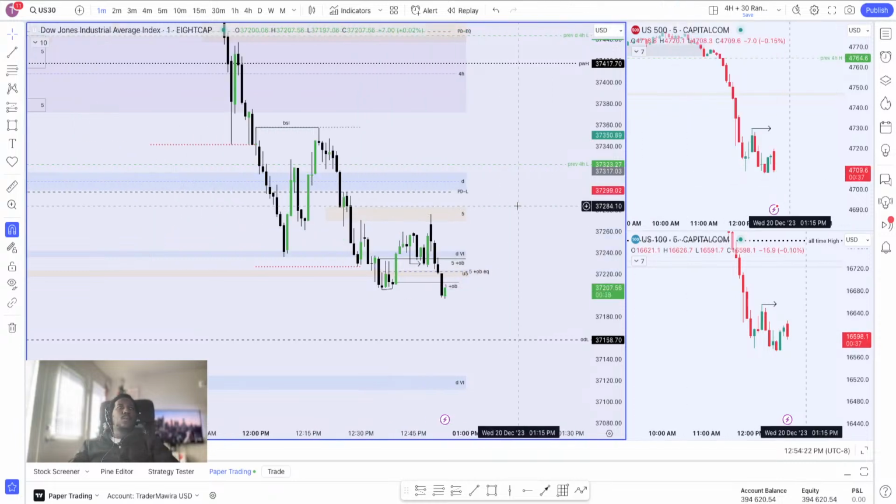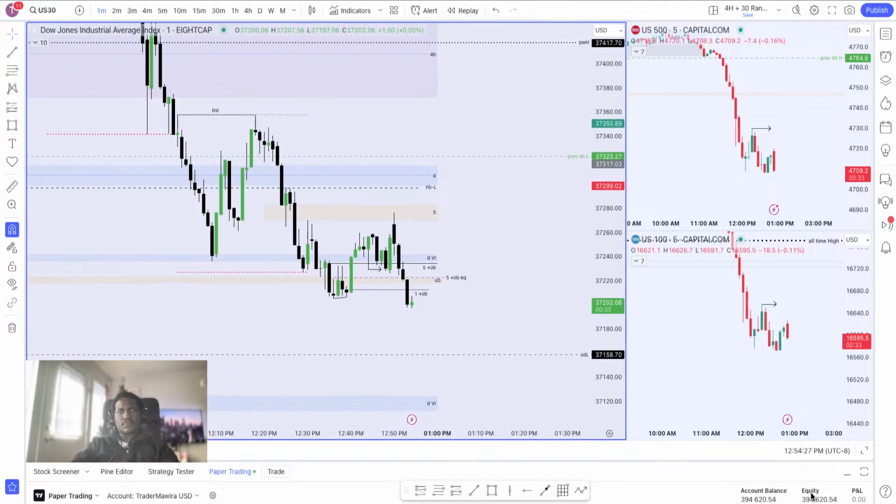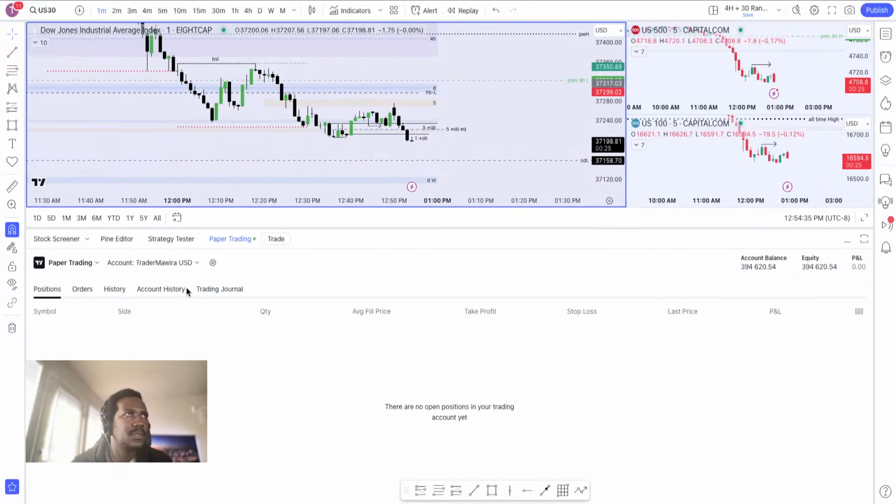Okay, am I willing to take another setup? Nope, done for the day. How much have we lost? Let me see today. In percentage wise, I think I've done like 2.5% loss for the day.